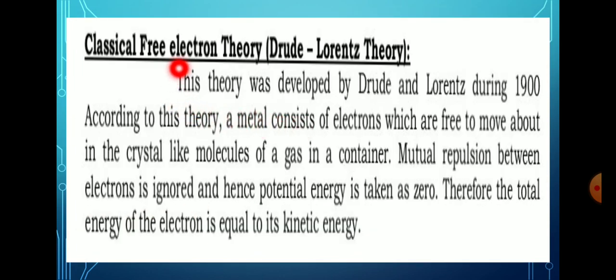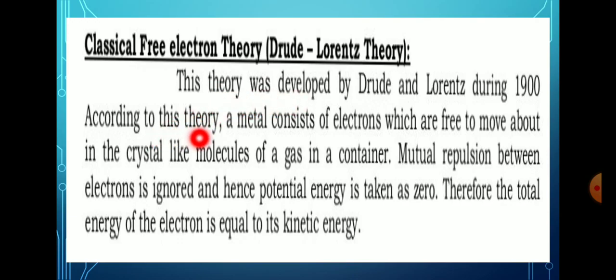Next, the free electron concept was developed in two ways. One is the classical free electron theory, another one is the quantum free electron theory. We see them one by one. The classical free electron theory was developed by the scientists Drude and Lorentz in the 19th century.